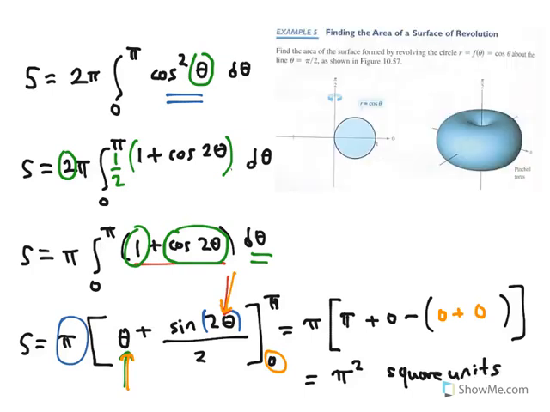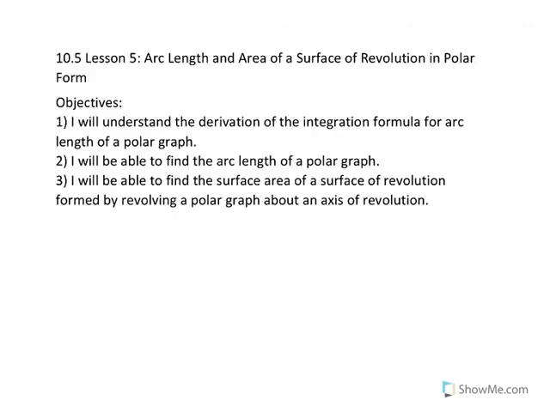And what is this? It is the area of the surface formed by revolving the circle given by f of theta is equal to cosine theta about the radial line theta is equal to pi over 2. It is the area of this surface of revolution. It is the surface area of this surface of revolution.